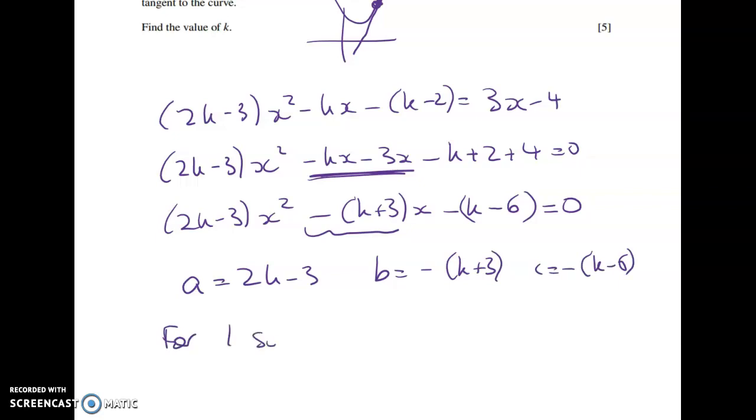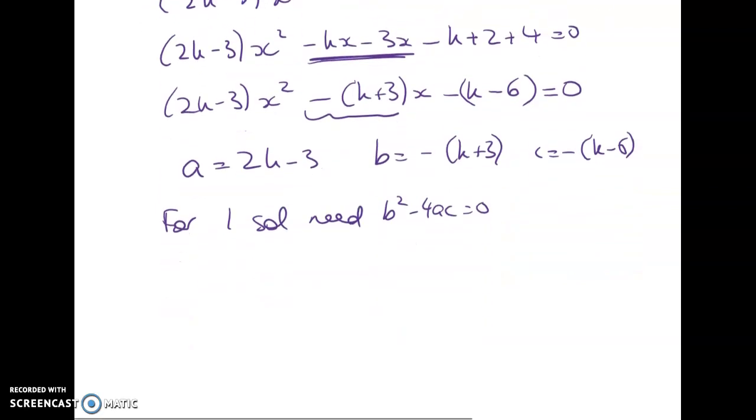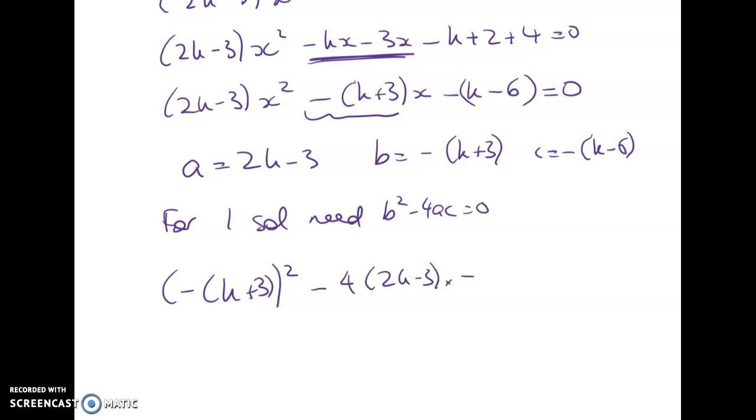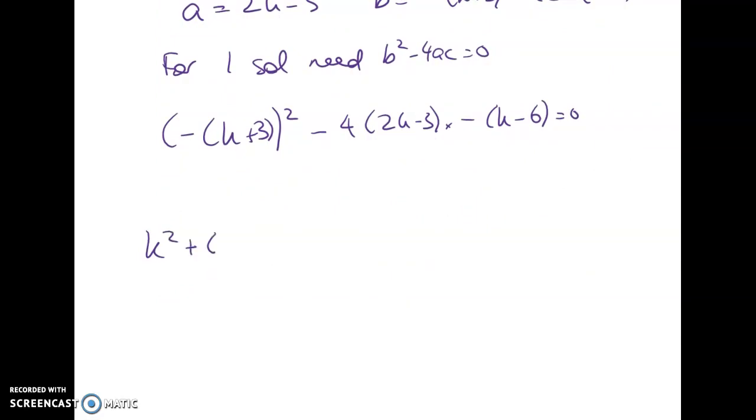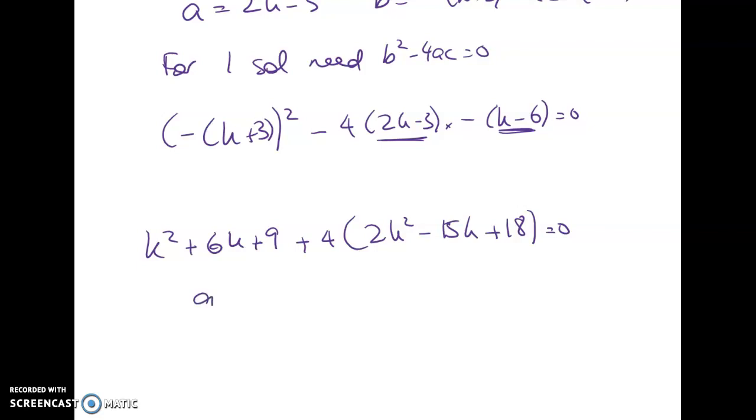So for one solution, we need b squared minus 4ac is equal to 0. That gives me (negative of (k plus 3)) squared minus 4 times (2k minus 3) times (negative of (k minus 6)) is equal to 0. Quickly cleaning that up gives me k squared plus 6k plus 9 plus 4 times these brackets expanded, so 2k squared minus 15k plus 18 is equal to 0. And you can see that I've got a nice quadratic coming. 9k squared here plus 6 minus 60 gives me minus 54k.